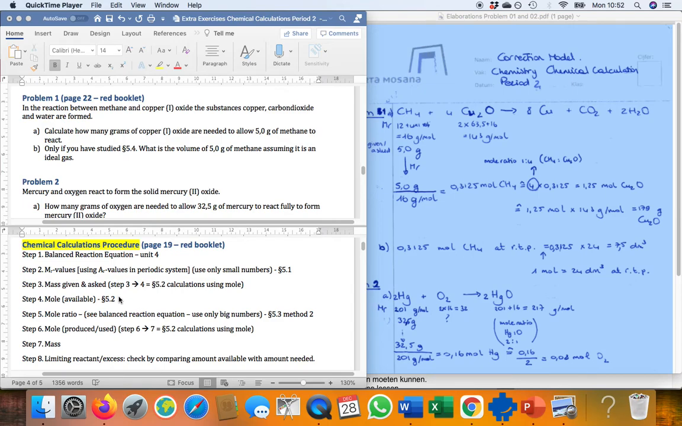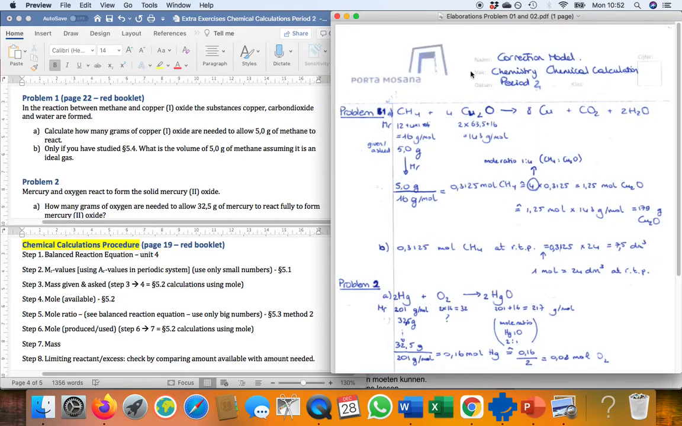Chemical calculations procedure to solve problem 1 in the red booklet. On the right-hand side of my screen, you see the correction model that you also find on page 24 of the red booklet.